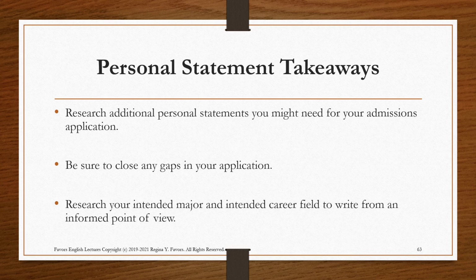Research your intended major and intended career field to write from an informed point of view. So that's very important. You don't want to come off as a know-it-all, but you do want to come off with the understanding that it's going to take X amount of years for you to complete the levels you need to complete for that particular degree program, as well as your intended career objective.